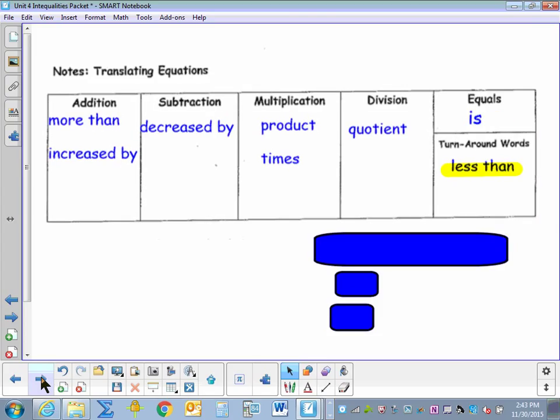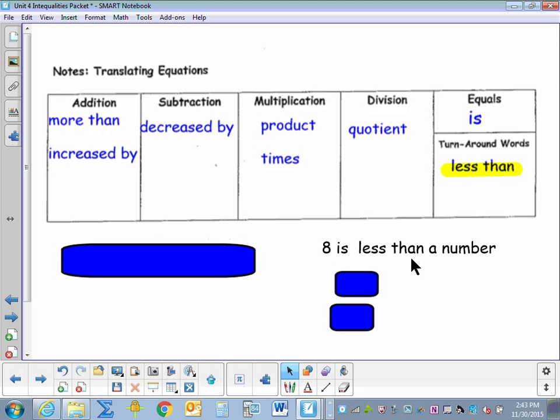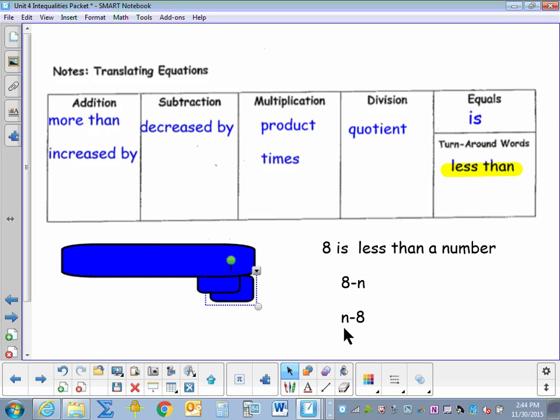We also have something called turnaround words. Less than are turnaround words. So for instance, if we had the phrase 8 is less than a number, we wouldn't write 8 minus n, because 8 is less than the number. So we need to take 8 from the number. So we'll turn it around and we'll write n minus 8. So anytime you see less than, we're going to turn it around and write n minus the number.